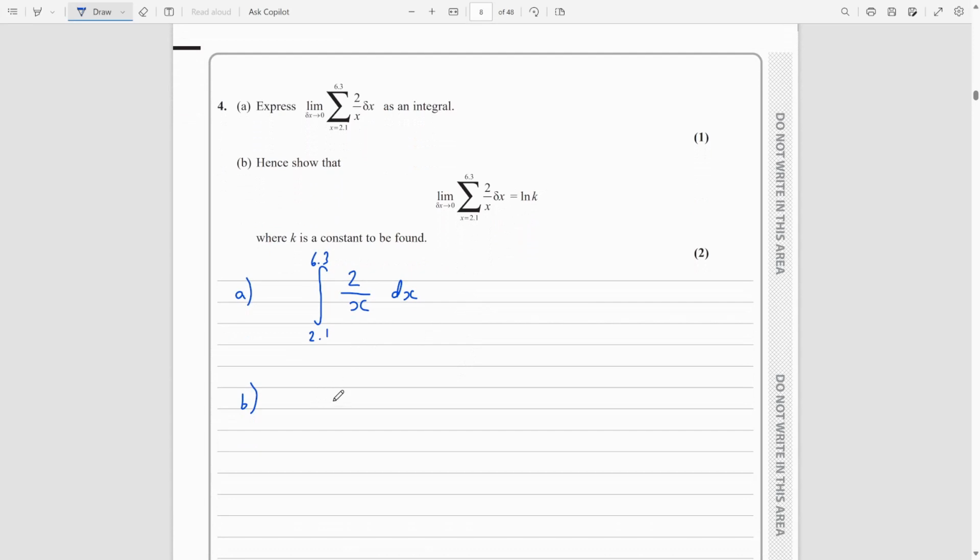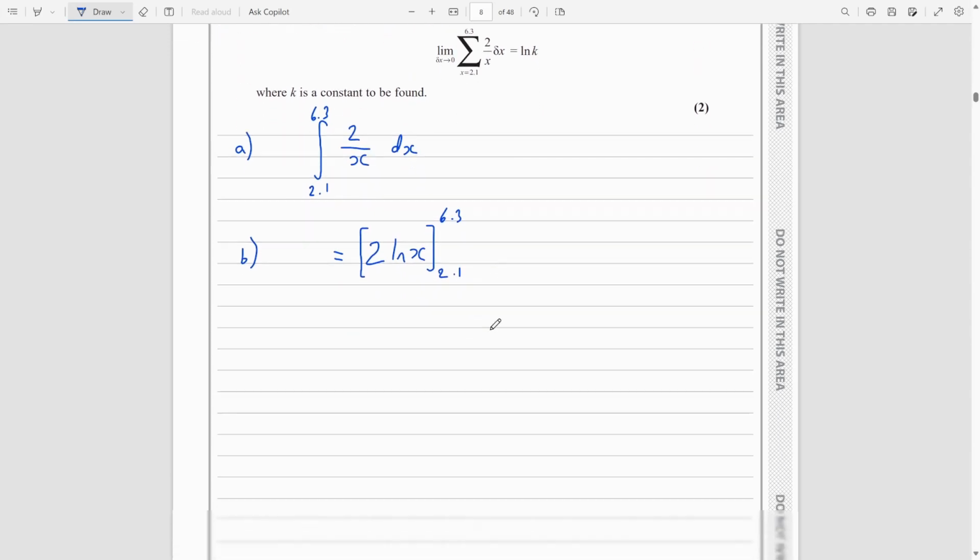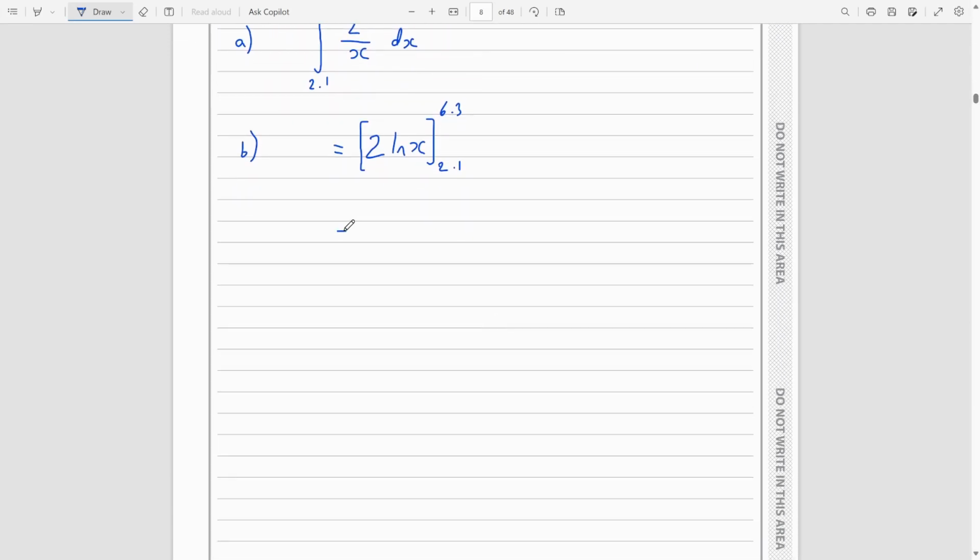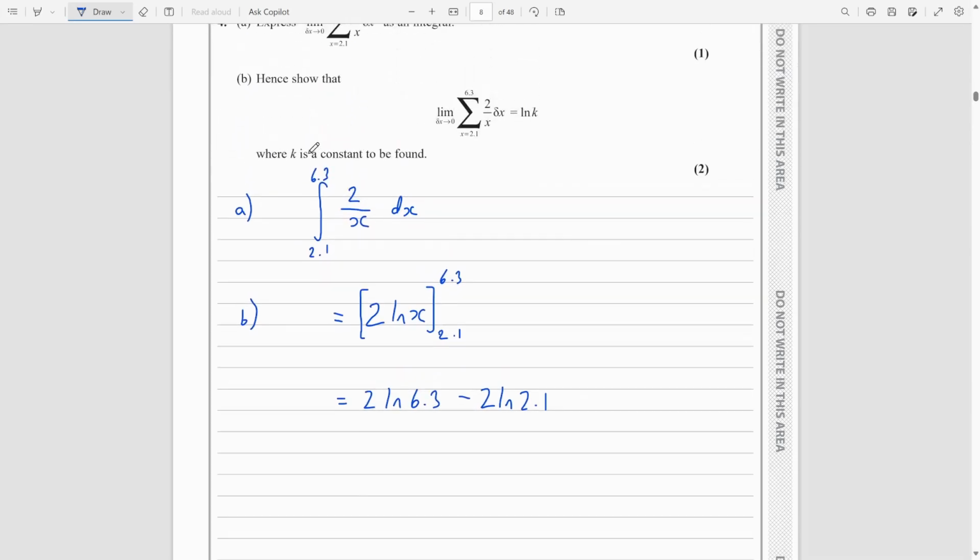Okay, so that integral there, well, the integral of 2 over x is 2 ln x, and then our limits are 6.3 and 2.1. So now we're just subbing these values in. So it's 2 ln 6.3 minus 2 ln 2.1. Now we definitely don't want to key that into the calculator. It will give us some decimal. It will be hard to understand. We want to have this in the form of ln something.